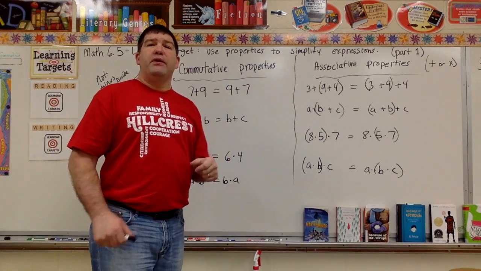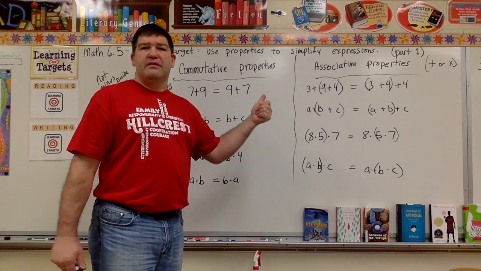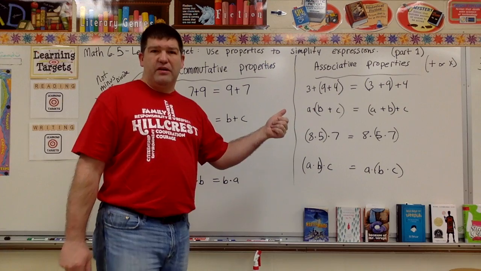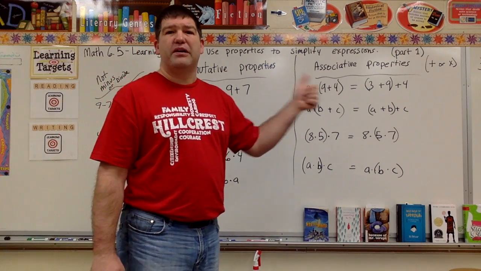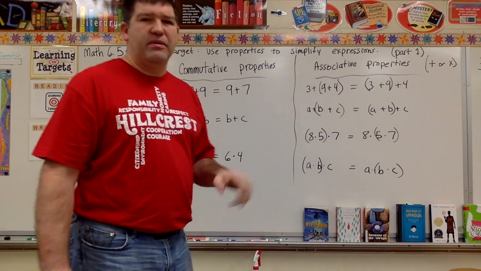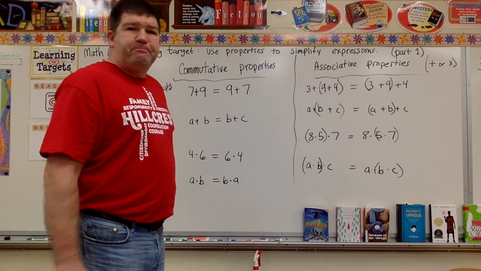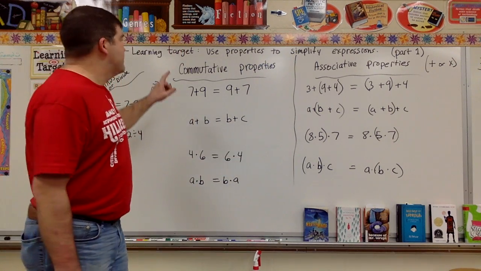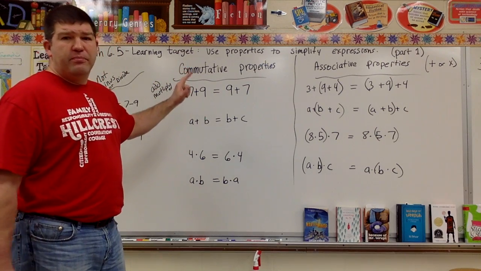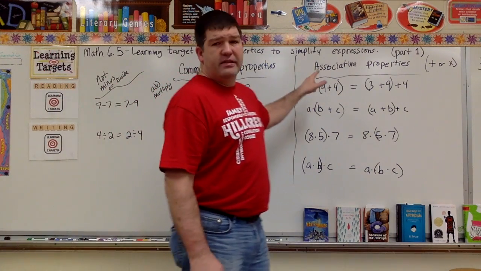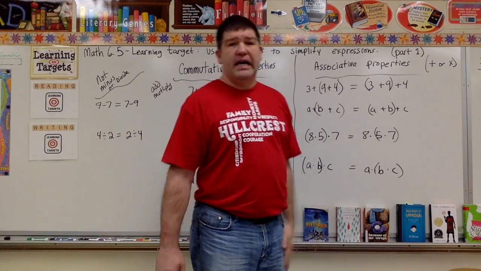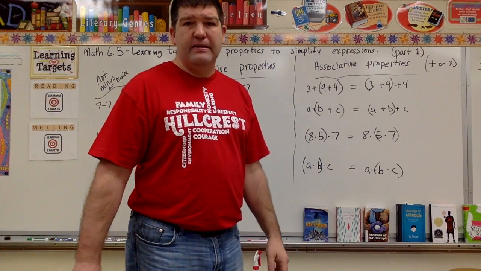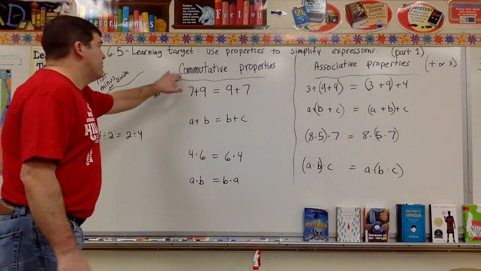And then the second part will be using these properties to solve algebraic expressions. I should say we're just dealing with expressions. Okay, so there's 3 properties that I'm going to talk about. The first one is commutative property, then associative properties, and then identity properties. Okay, so let's talk about commutative right away.